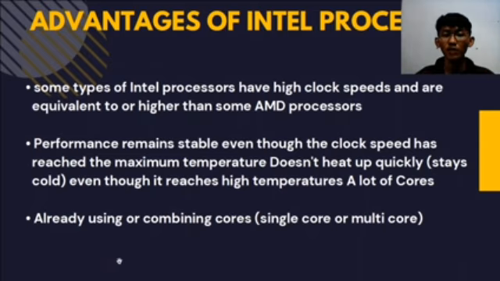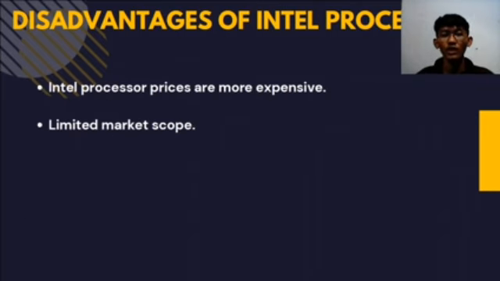Advantage of Intel processors: some types of Intel processors have high clock speeds and are equivalent to or higher than some AMD processors and already use or combine cores. Disadvantages of Intel processors: prices are more expensive and the market scope is limited.